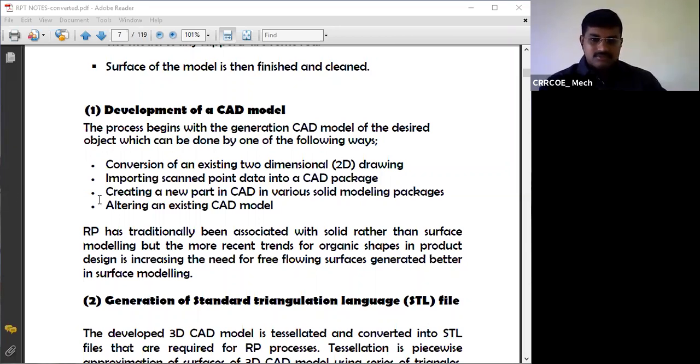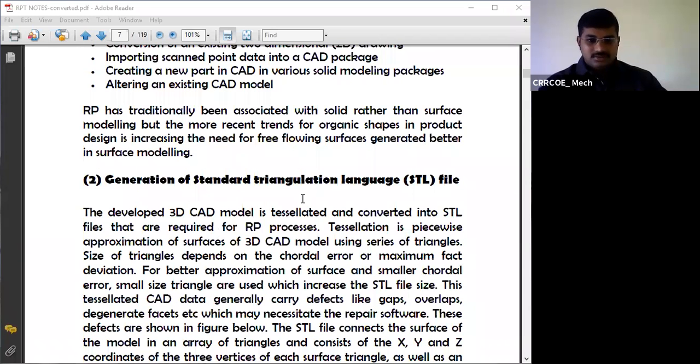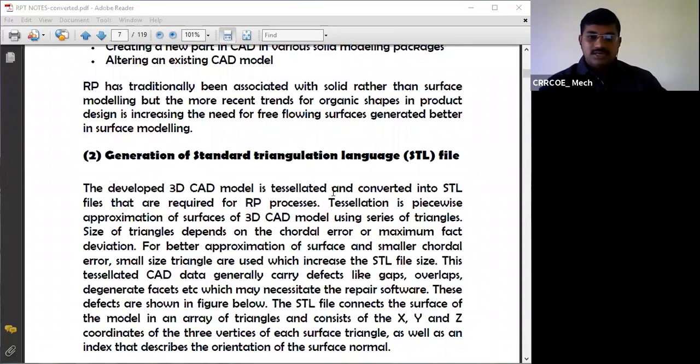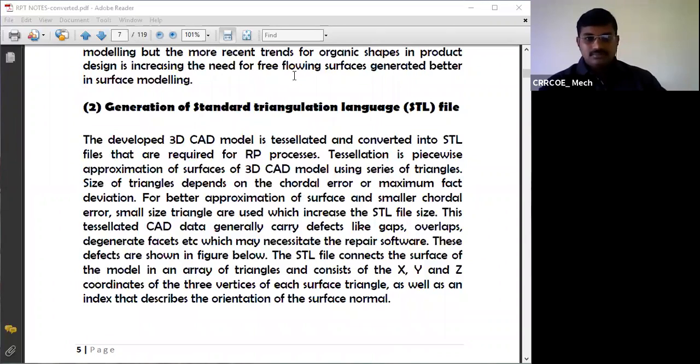Next, generation of STL file. So that is standard triangular language. Sometimes they will call it standard tessellation language or standard triangulation language. So here the CAD model is tessellated and converted into STL files that are required for the RP process.